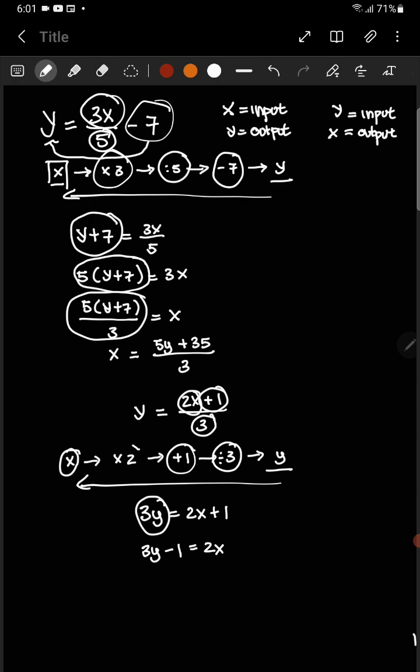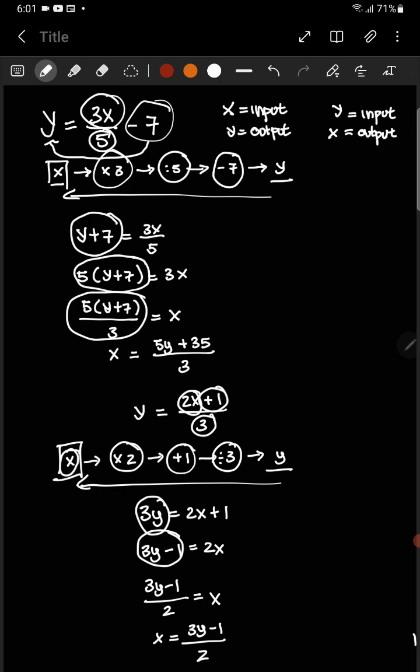And then what do you see next? The last process, times by 2. What is the opposite of that one? Divided by 2. Which one is being divided by 2? This one. After I multiply by 3 and minus 1, I will divide it by 2. So it will be 3y minus 1 divided by 2. It becomes the output. Usually, the subject will be on the left. So x is equal to 3y minus 1 over 2.